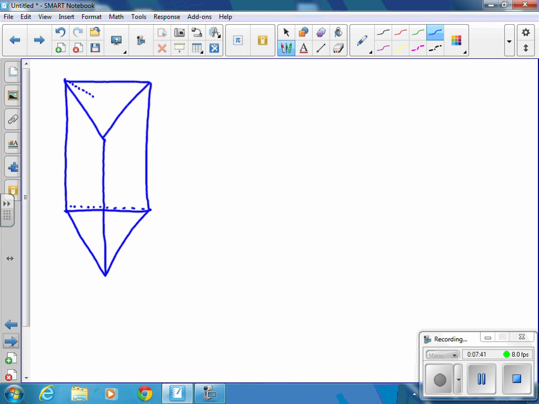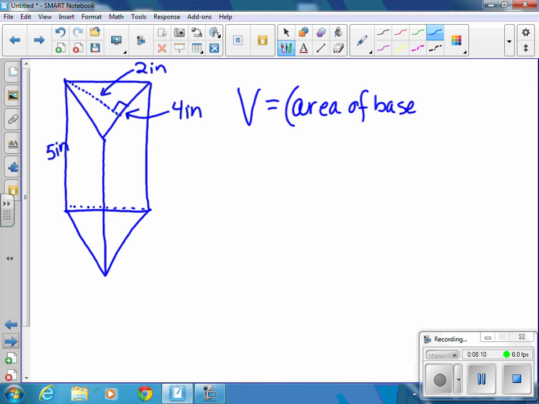But again, because it's a triangle, I have a height here on my triangle as well. So I'm going to call this the height, 2 inches. I'm going to call the base here 4 inches. And we'll call the entire height of the prism 5 inches. Okay, so again, I'm going to use that same basic formula for volume. Volume is the area of the base, in parentheses, because whatever this area is, the base this time is going to be a triangle. So the area of the base, and I'm going to multiply that again by the height of the prism.